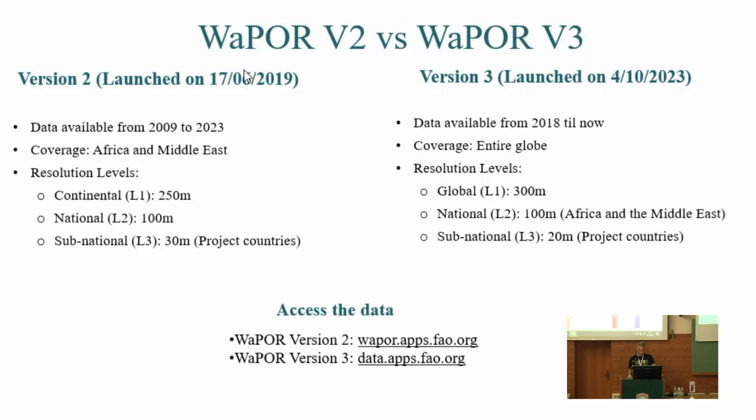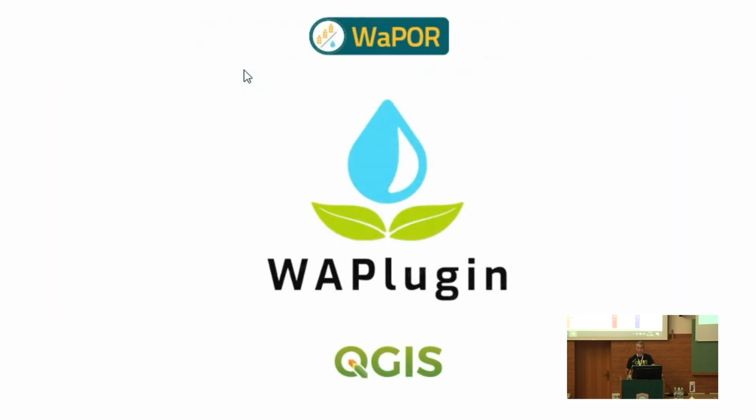But as GIS specialists, we would like to download the data not manually from a website, but if we are using QGIS, we would like to have that step skipped and just get it directly into QGIS and clipped to your study area. So that's what the people from the WaPLUGIN team made for us. They integrated the WaPOR portal from FAO into QGIS.